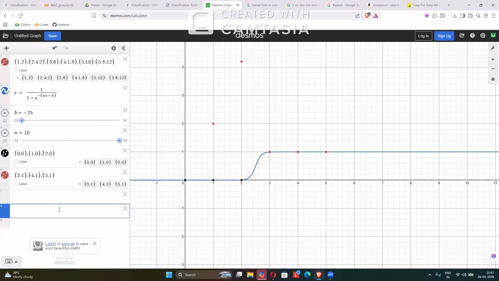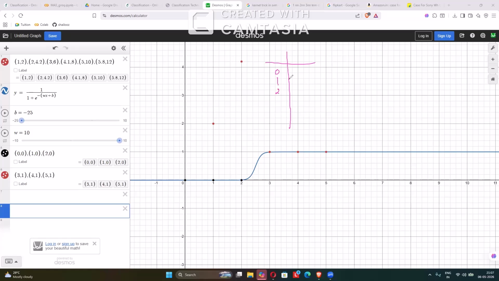Yes, since it is binary classification, the classification output is 0 and 1, right? So that's what we are trying to do here, classification, because the data we are having, see, the data we are having is like this, right? 0 and 1.